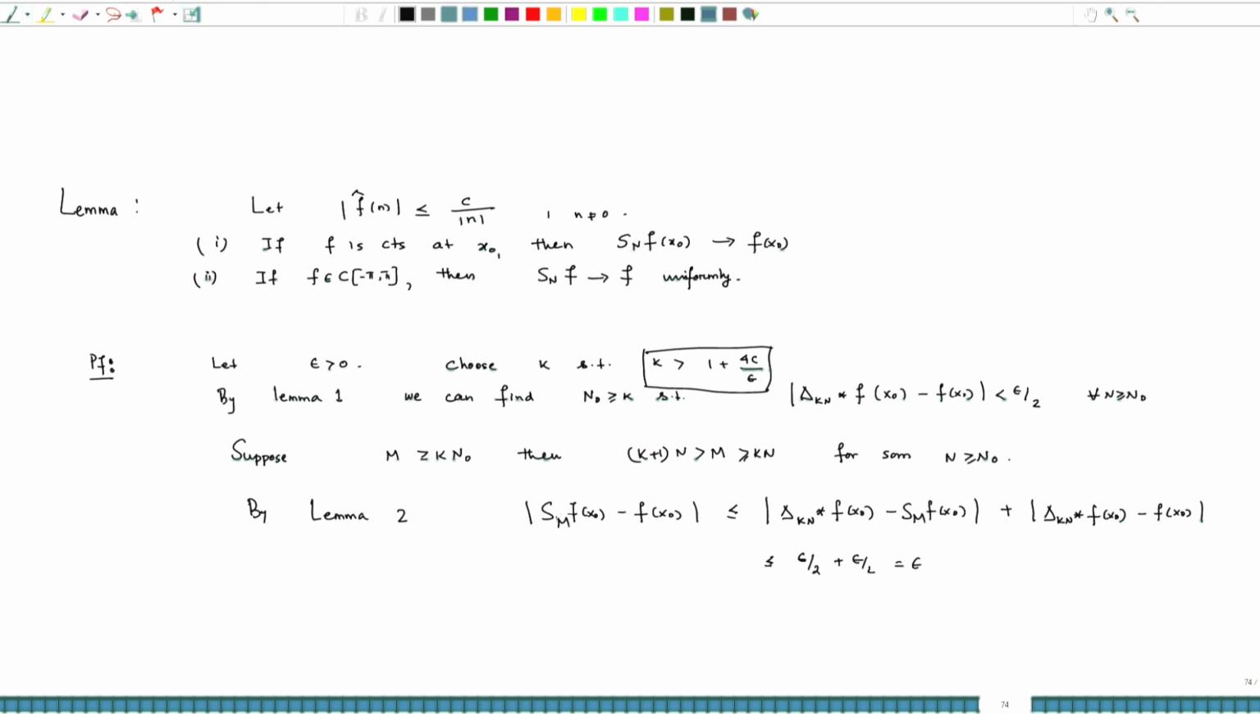As a consequence, we have already proved the theorem, but let us write it down. This proof we have seen in a different way. Now suppose in particular f is C1 of minus pi to pi, a continuous function such that f is differentiable and f prime is still continuous. Then S n f converges to f uniformly. Why? Because if f is in C1, then mod of f hat of n is less than or equal to some constant by mod n. Just taking the derivative, this is what we have seen time and again.